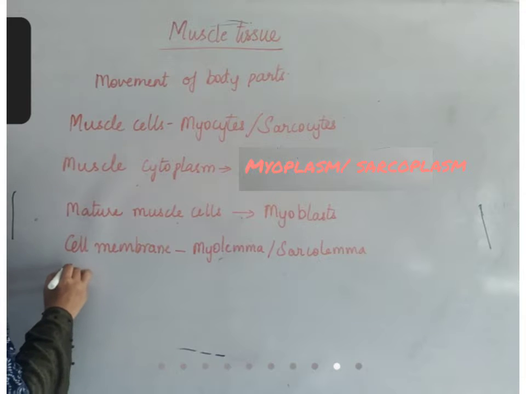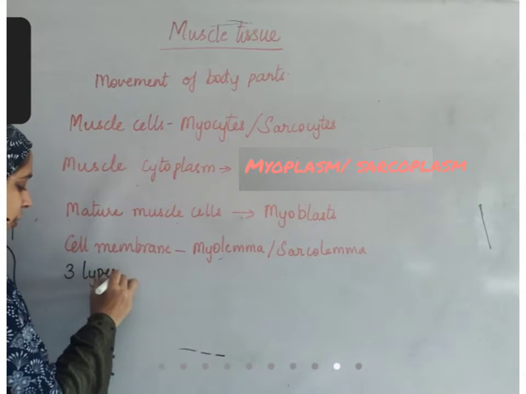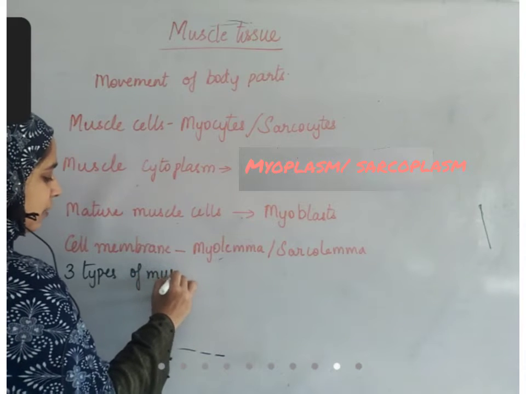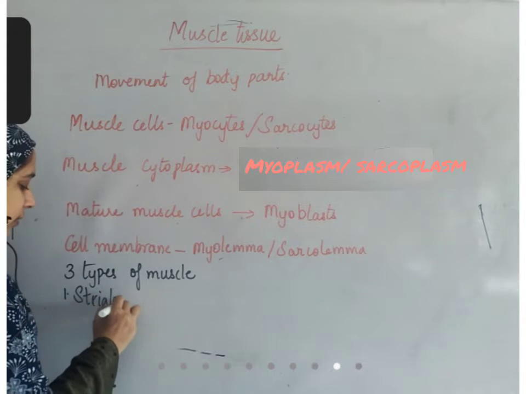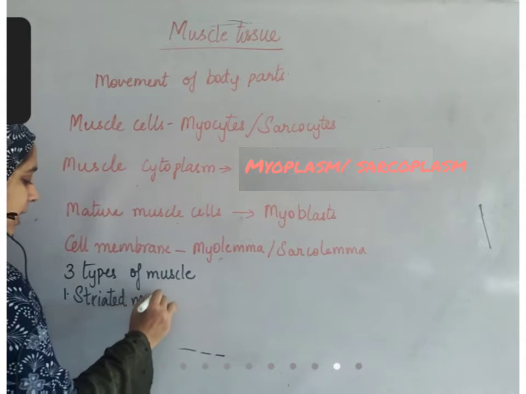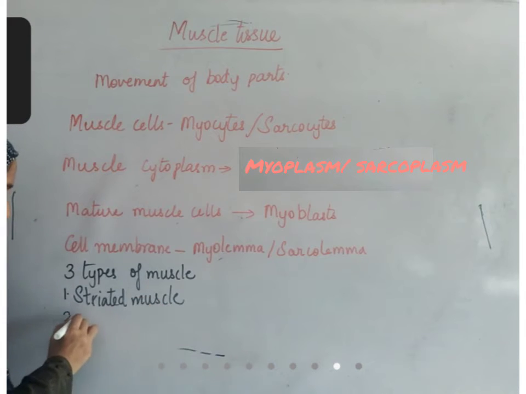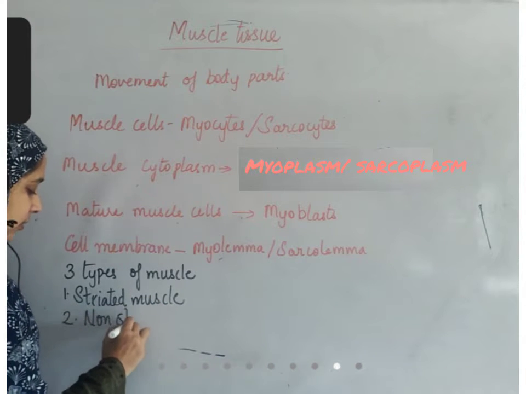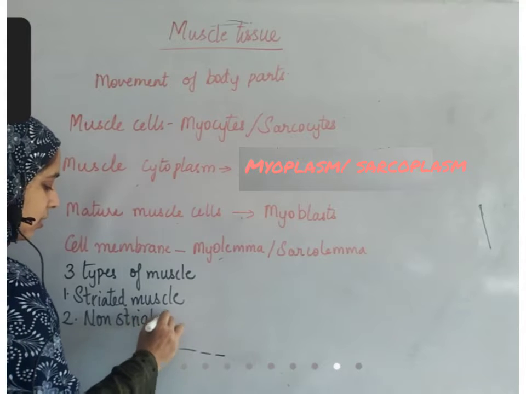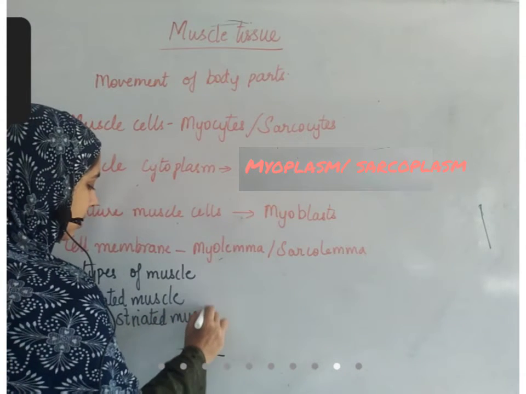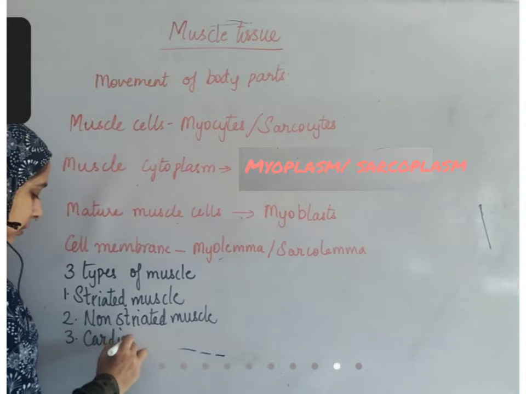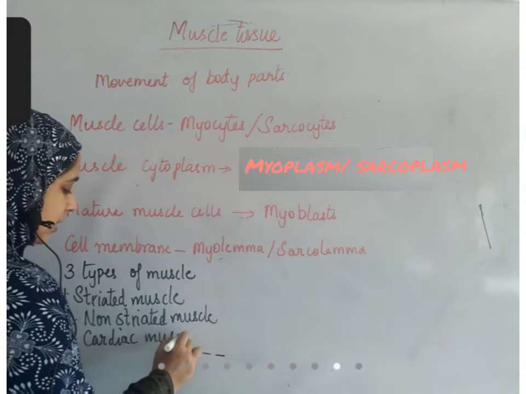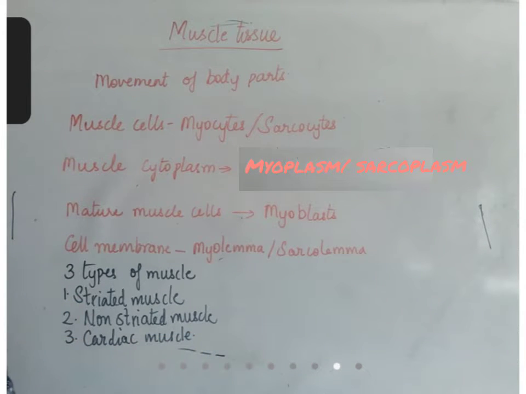There are three types of muscle cells. First one is striated muscle, second one is non-striated muscle, and third one is cardiac muscle. Let us see these three types of muscle cells comparatively.